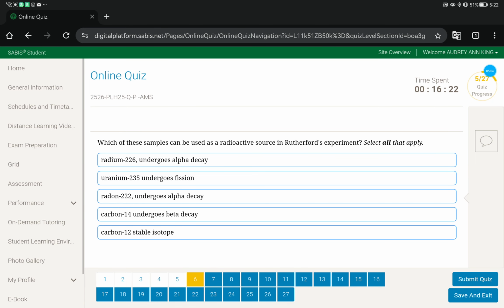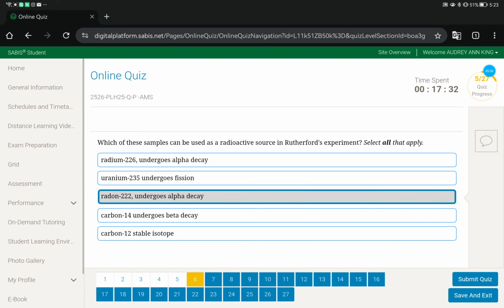Which of these samples can be used as a radioactive source in Rutherford's experiment? All you need to do is memorize the two sources. You need to know radium-226 undergoes alpha decay, and radon-222 undergoes alpha decay.